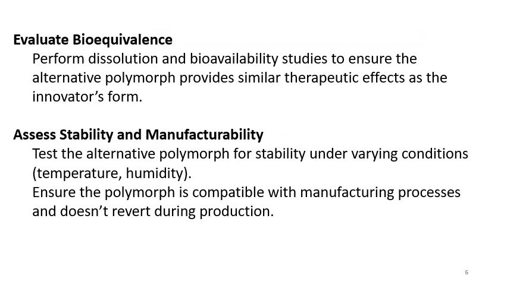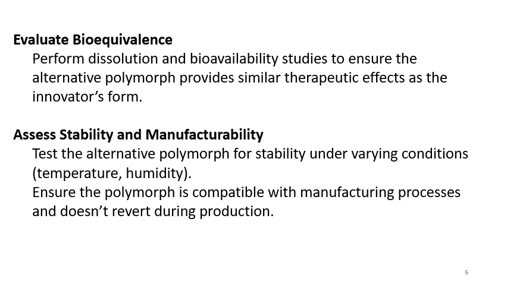Then evaluate the bioequivalence and assess the stability and manufacturability. For example, if you have selected the non-infringing polymorph, it is not necessarily the case that it will work as per the patented polymorph. So evaluate its bioavailability, perform dissolution and bioavailability studies to ensure the alternative polymorph provides similar therapeutic effects as the innovator's form. And if it is not, then you need to do some modifications in the formulation and in the processing.